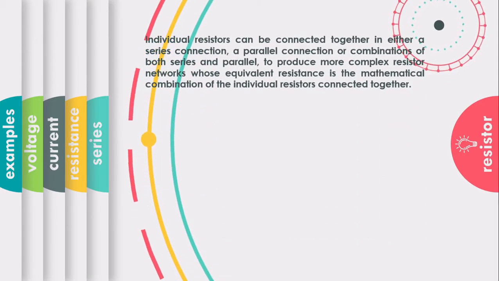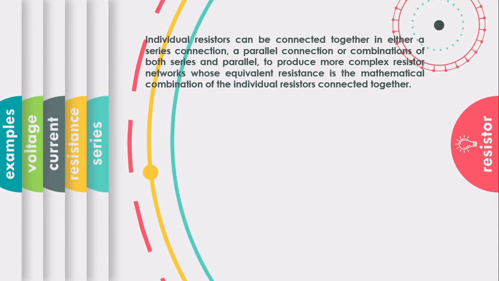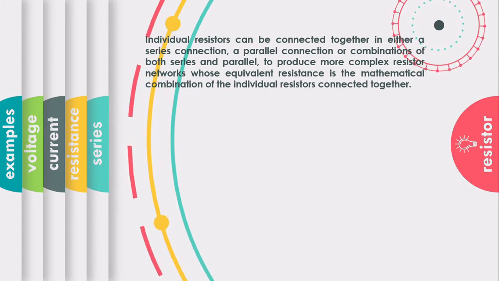Individual resistors can be connected together in either a series connection, a parallel connection, or combinations of both series and parallel to produce more complex resistor networks whose equivalent resistance is the mathematical combination of the individual resistors connected together.